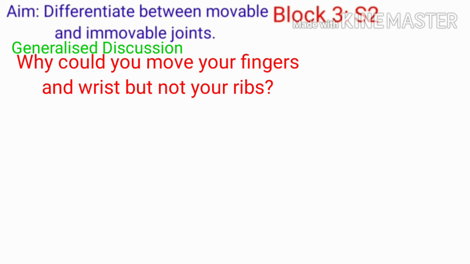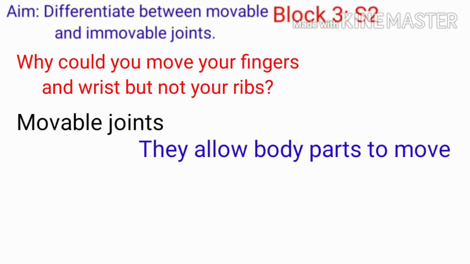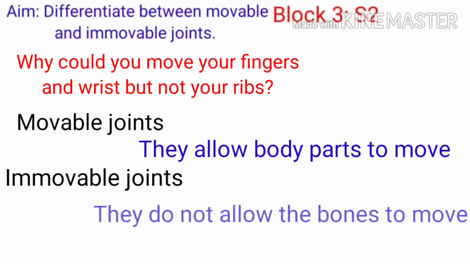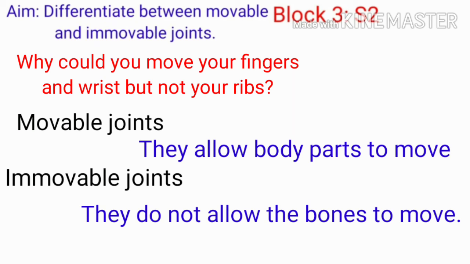Now tell me, why could you move your fingers and wrist but not your ribs? Can you tell me why? Yes, very good. The joints in the fingers and wrist are called movable joints because they allow body parts to move, where there are many little bones connected together that help them move around. The joints that connect the bones of the rib cage are called immovable joints, as they do not allow the bones to move.